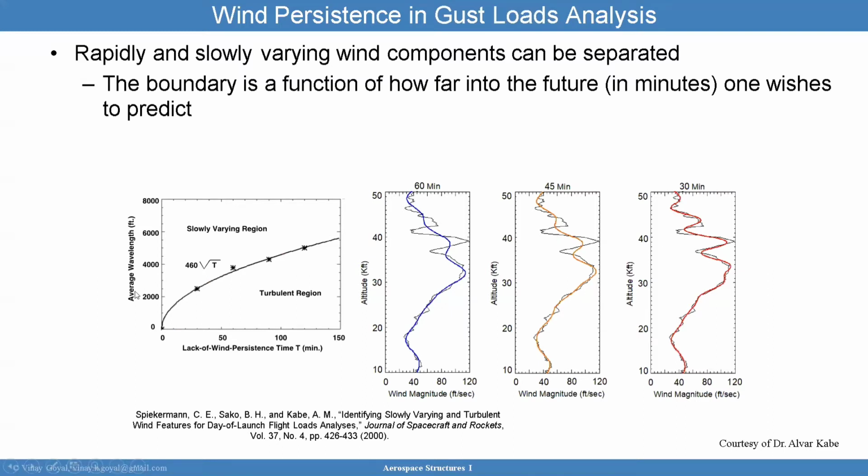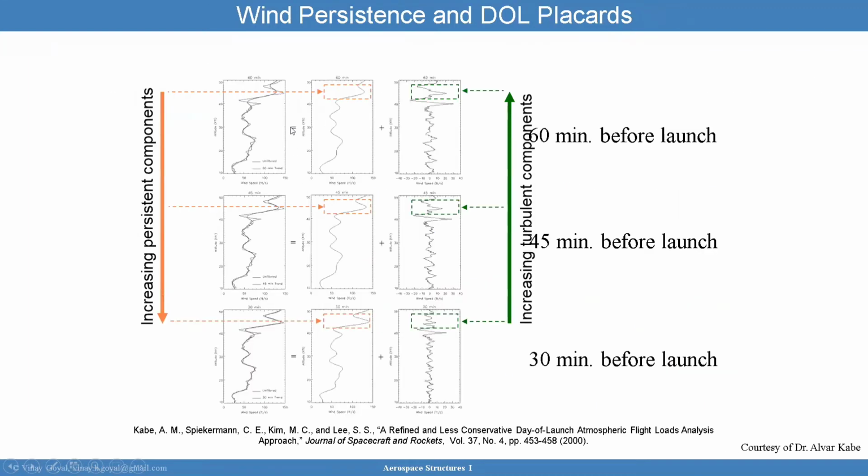And here on the y-axis, I have the average wavelength. On the x-axis, the lack of wind persistence time, and a plot here where at the top you have the slow varying region and the turbulent region. So the wind persistence does play a big role in the gust loads analysis. Here you can see that, and I'm sorry for this font issue, but 60 minutes before launch, you can see how the magnitudes are more severe. But as I start to look at less time before launch, things get more straightforward.